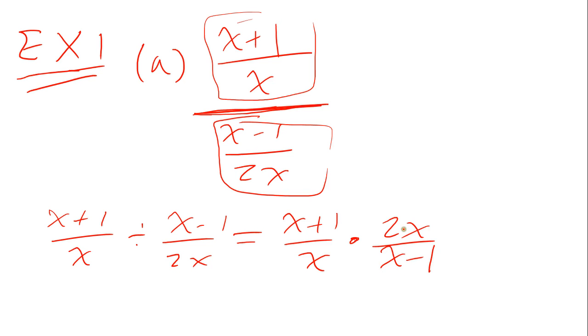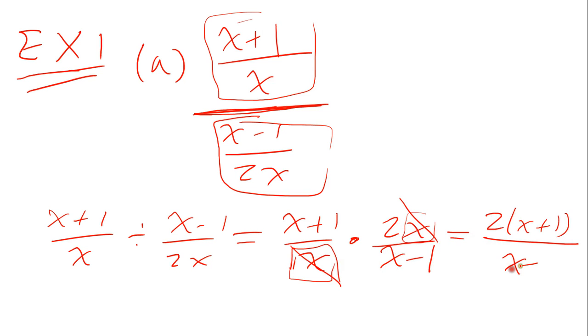You notice they both have an x in the numerator and denominator. Something divided by itself is 1. So I'm left with 2 times x plus 1 over x minus 1. And that is my final result. Alright, so let's check out part B.